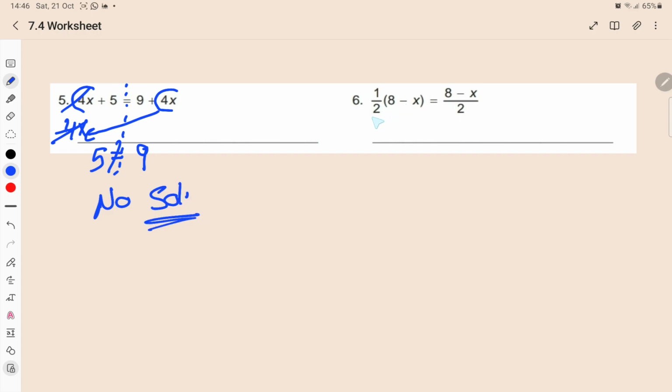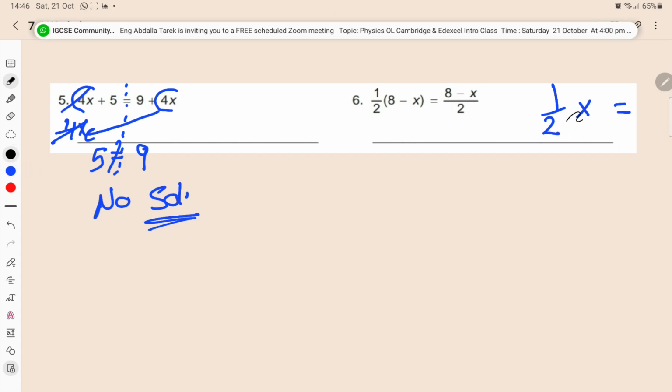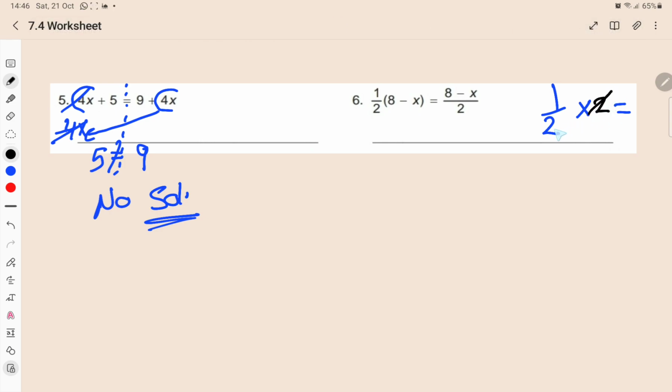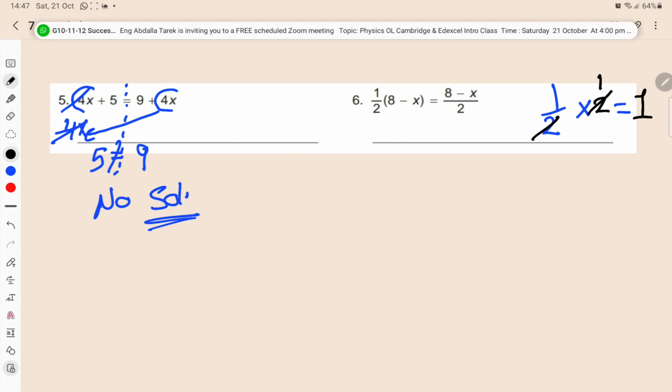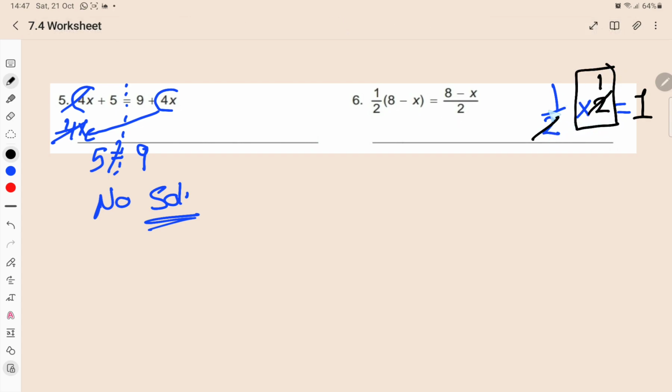Now, I also have a fraction. How to get rid of this fraction? I have the half. So times what to get rid of this denominator? You should multiply by the denominator here, so it's times 2. So half times 2. Cancel, cancel. 2 divided by 2 is 1. 1 times 1 is just 1. So what did I do? I multiplied by 2 to get rid of the fraction.